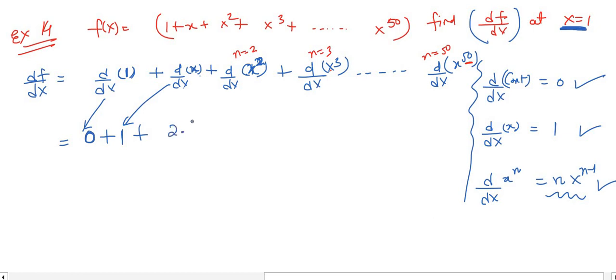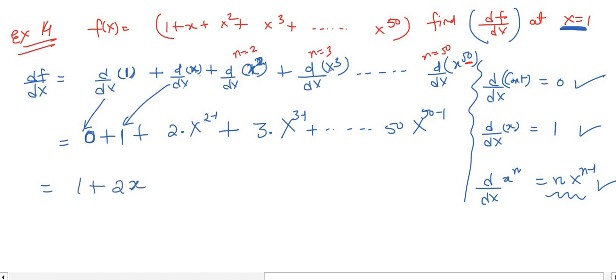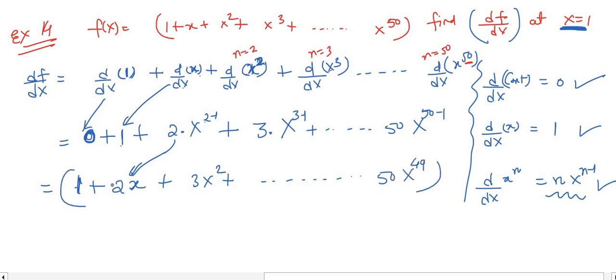इसका क्या होगा? 2 into x raised to power 2 minus 1, correct? Plus 3 into x raised to power n minus 1, which is 3 minus 1, plus 50 into x raised to power 50 minus 1. So what is the derivative? Is 1 plus 2x. This is, see, 0 मैंने छोड़ दिया. So this is only 1 I am copying. This I am copying. Plus what is this? 3x square plus ऐसे करते करते we will reach 50 x raised to the power 49. So this is the derivative of the function.